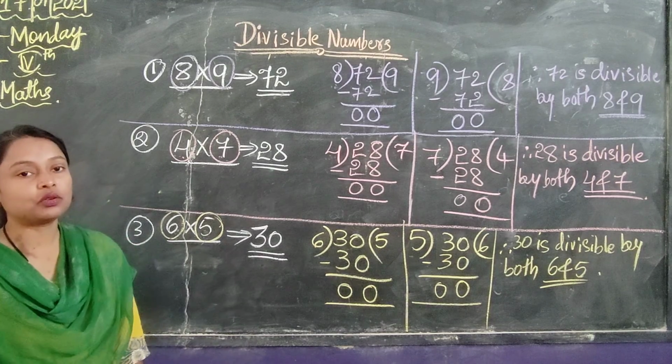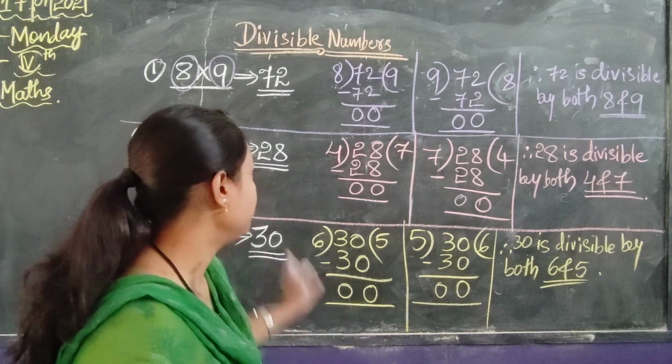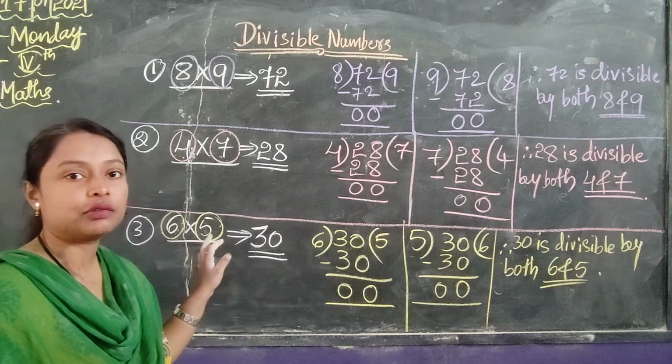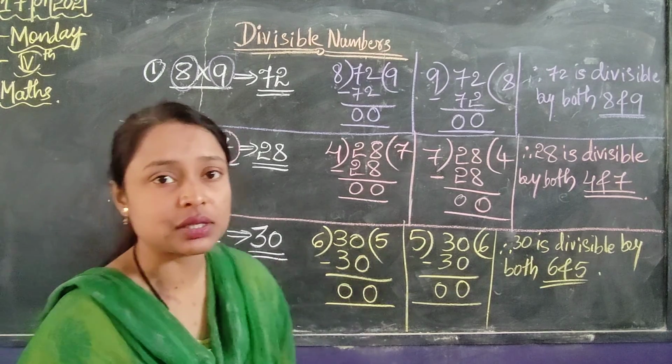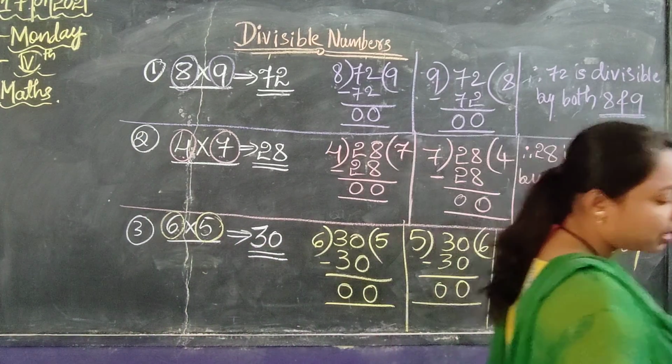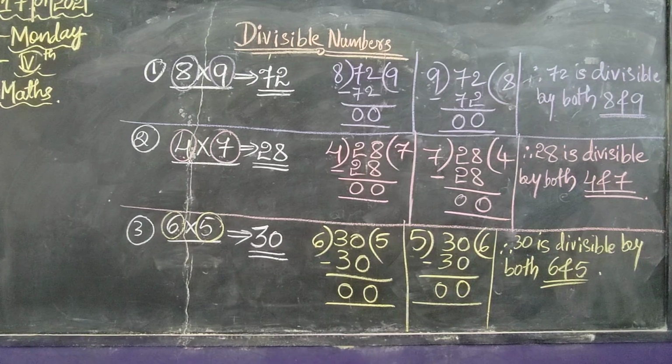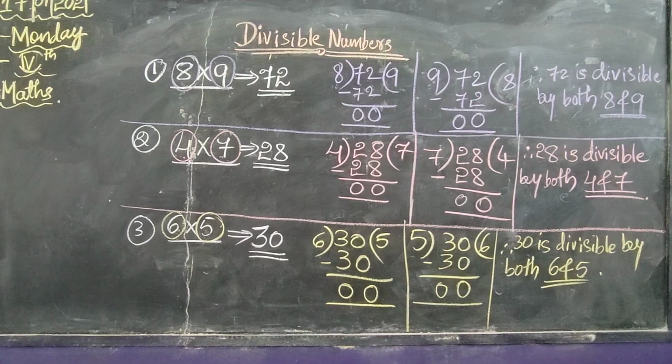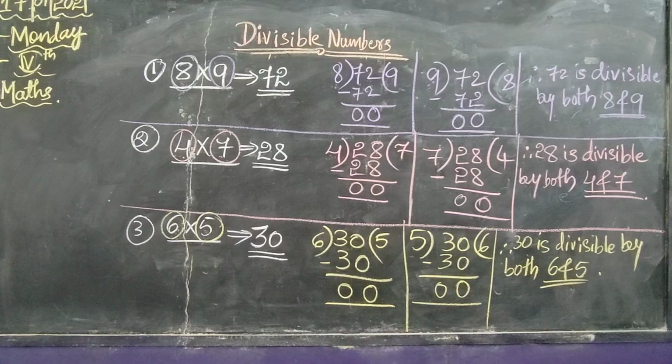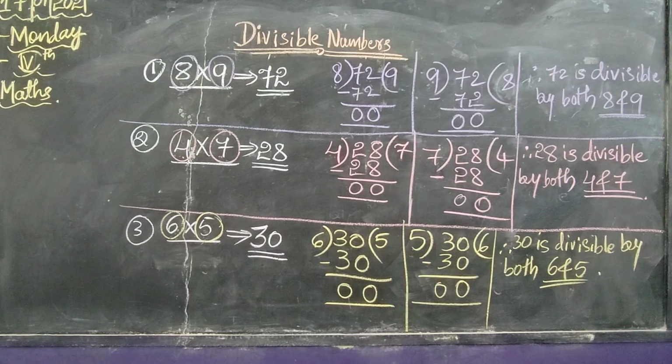So like this, we have to find which numbers are divided completely by which number and which numbers are not divisible. So here, 72 is divisible by 8 also, 9 also. And 28 is divisible by 4 also, 7 also. And 30 is divisible by 6 also and 5 also.